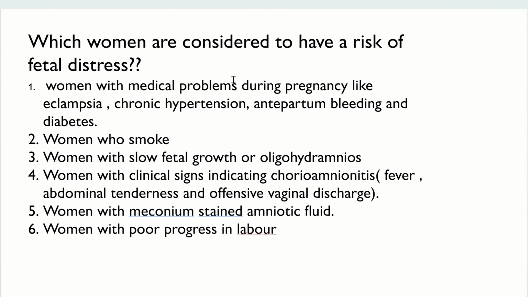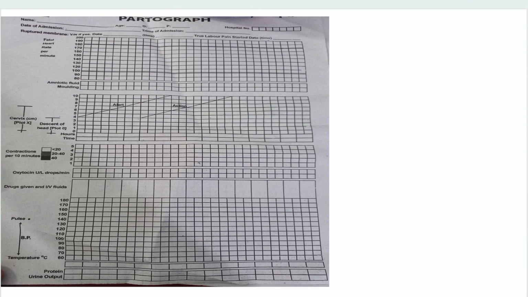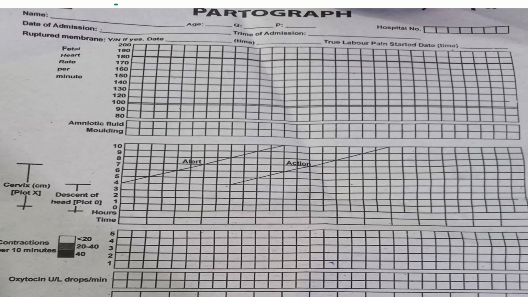So before going further, let me explain how you are going to plot this chart. At first, you get the fetal heart rate scale from here. This is 80, 90, 100, 120 to 200. The first time, at the 0 minute, is where you will assess the fetal heart rate. Suppose at the 0 minute the fetal heart rate is around 120. You will plot it here with this dot.